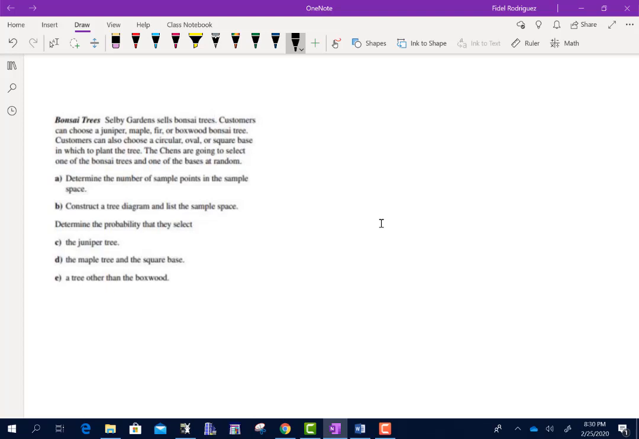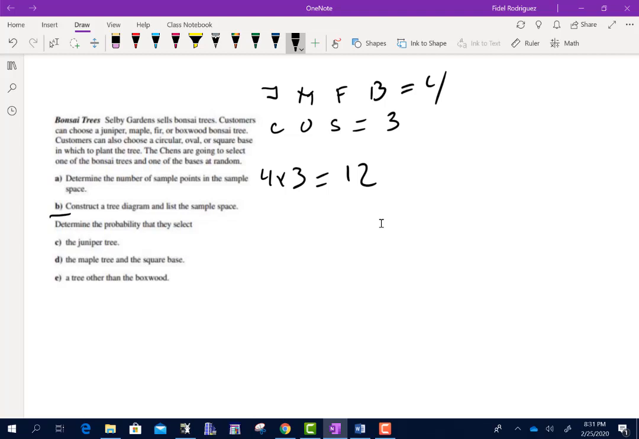So let's see, we have juniper, maple, fir, and boxwood. So we have a total of 4 trees. Circular, oval, or square base. We have a total of 3 bases. So we're going to have 4 times 3. We have 12 options. Okay. Part B says, let's do a tree diagram.